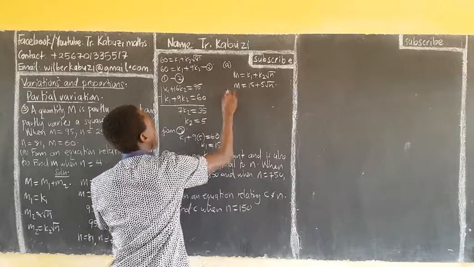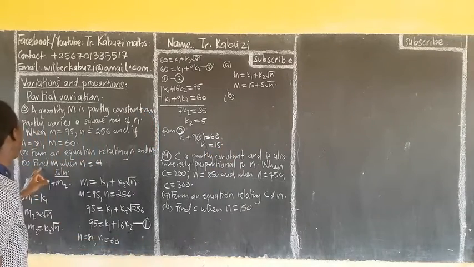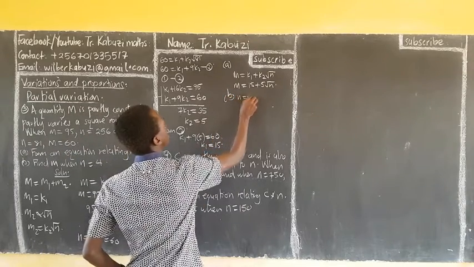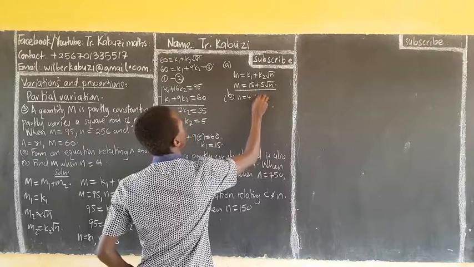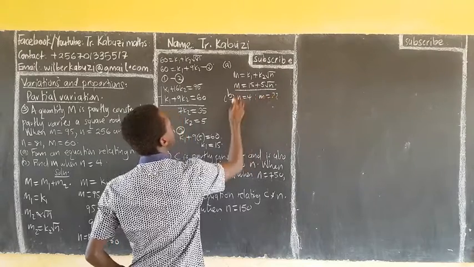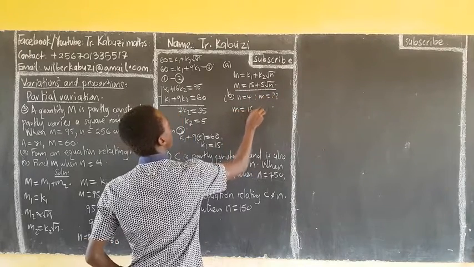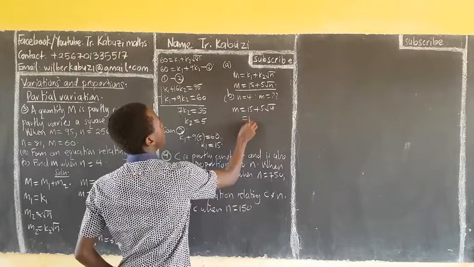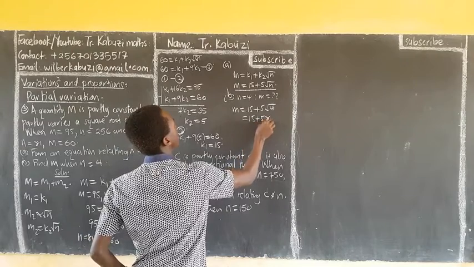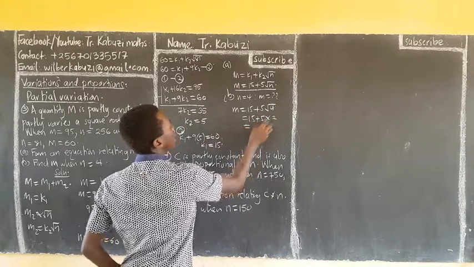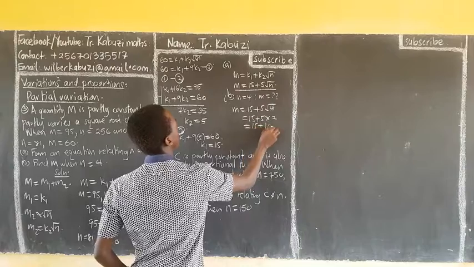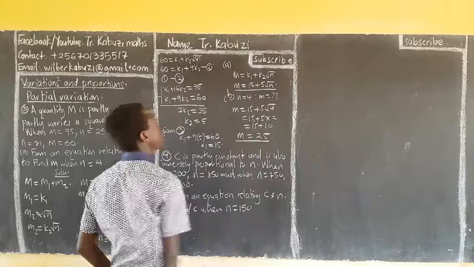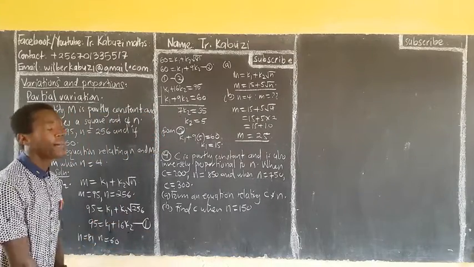Then part B, they are asking me, find m when n is 4. So they are giving me n as 4. They want me to get m. You just substitute, so it will be 15 plus 5 into the square root of that. This will be 15 plus 5 times this is 2. And this would be 15 plus 10, and this would be 25. So my m is 25. Really it is. So I'm done with that one.